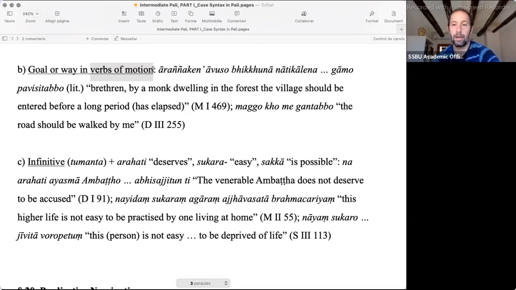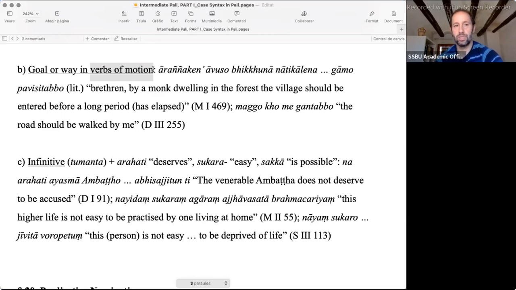Very good example. Gamo, nominative. Pavisitabbo is a future passive participle. Pavisitabbo, should be entered. So the village should be entered. So if we were to move that into the active, we would say bhikkhu gamam pavisati or pavisissati. But if we use it in the passive, it is bhikkhuna gamo pavisitabbo. By the bhikkhu, the village should be entered or will be entered.